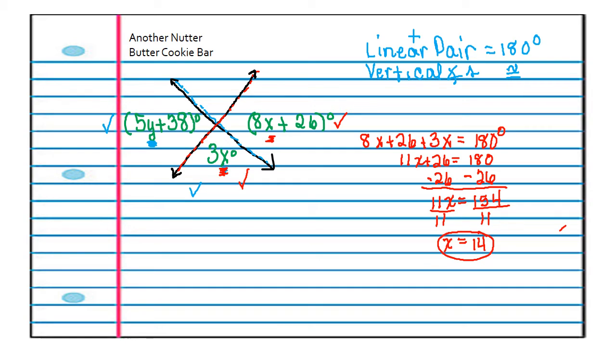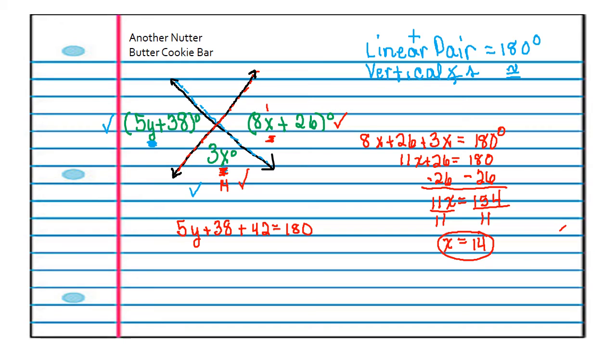All right, there's two ways to do this actually. Once we find 14, we can plug it in at where the 3x is and do another linear pair. 3 times 14 is going to be 42. And we can let that equal 180 and go find y.